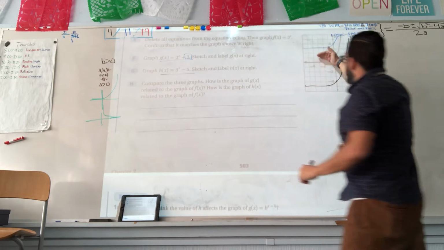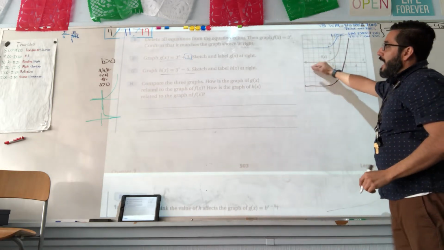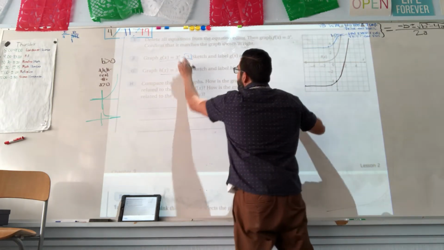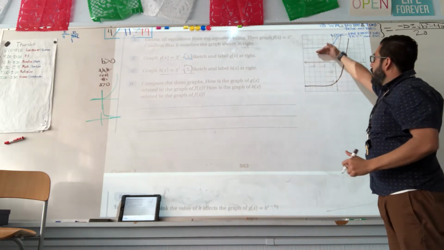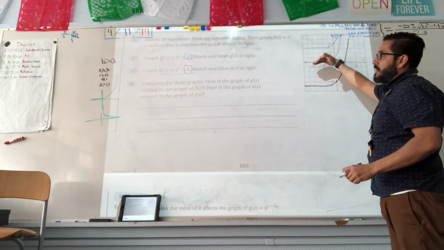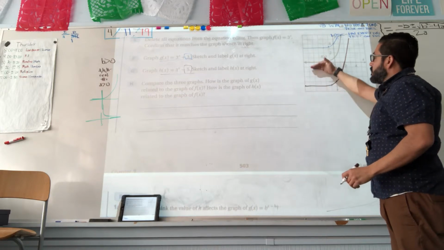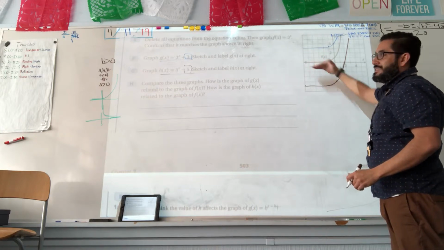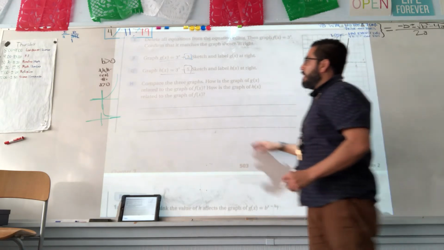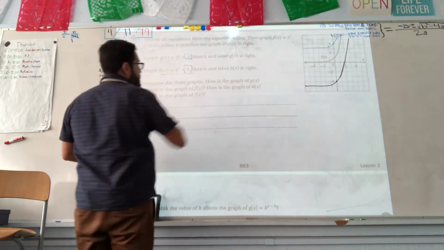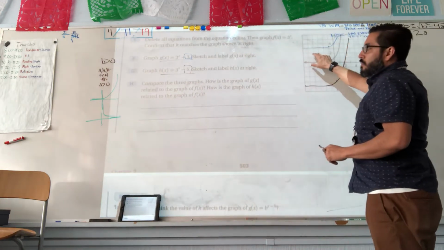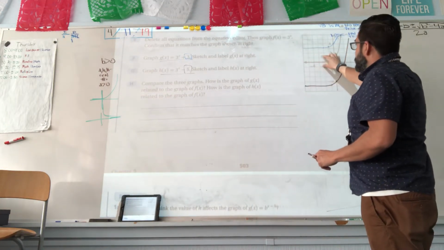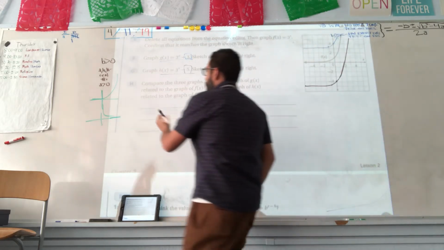So you see that it translates down. When we add a k, in the blue, it translates the graph up on our coordinate plane. When we subtract a k, we move the graph down on our coordinate plane. All right, so let's compare the three graphs. How is the graph of g of x, which is this blue one right here, related to the graph of f of x, which is this black one, okay?